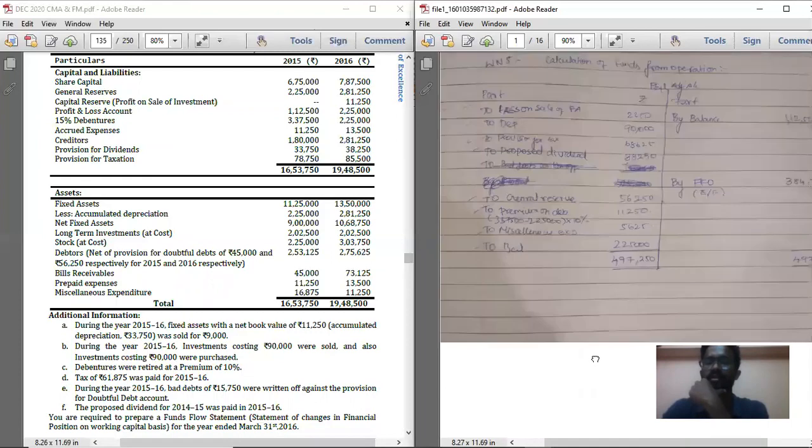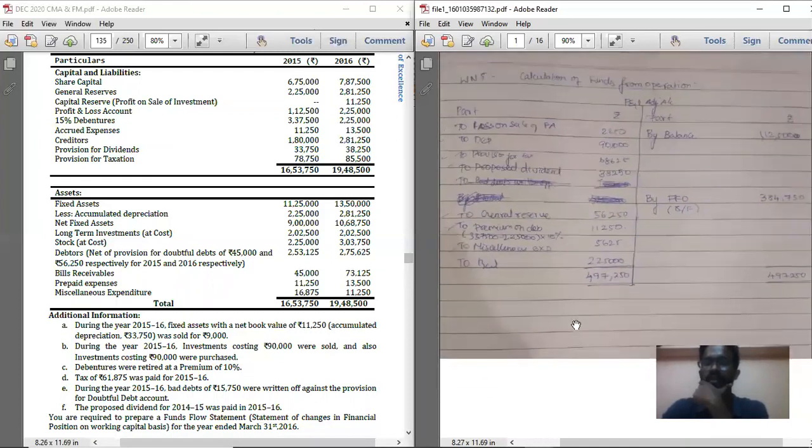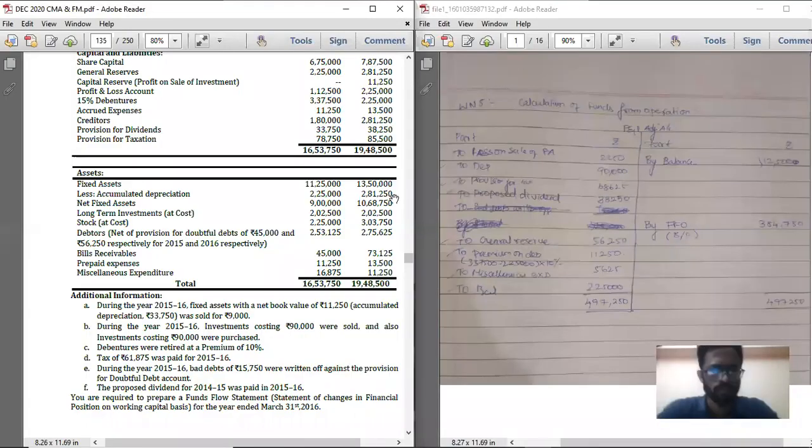And the final working note, calculation of funds from operation. Opening P&L on the credit side, closing on the debit side. Take down one by one what are the loss, depreciation and provision. Then how much is transferred to general reserve, then premium on redemption of debentures, then repayment of miscellaneous expenditure. When you total it and calculate the balancing figure, that is funds from operation, 3,84,750. So this is problem number 7. So with that we have completed problem number 7.